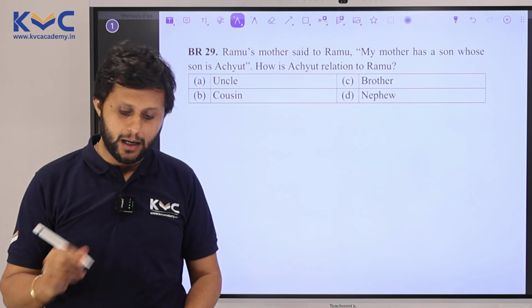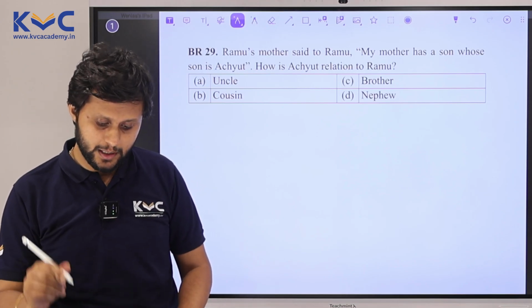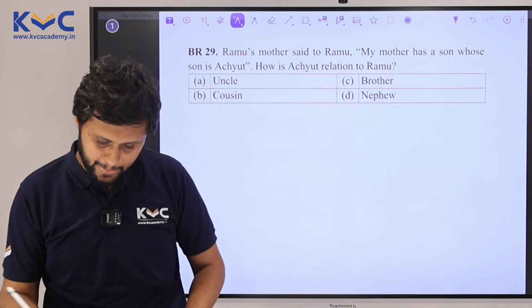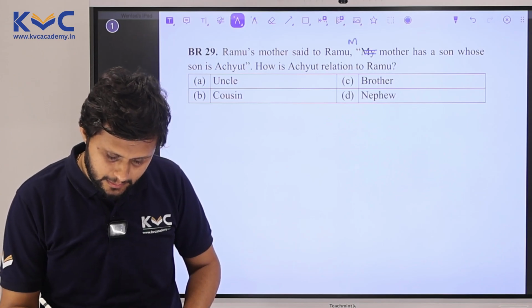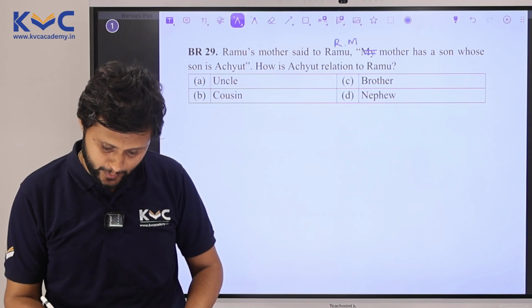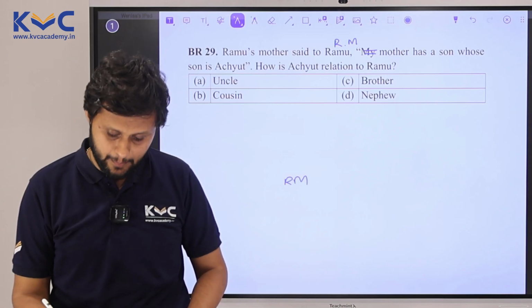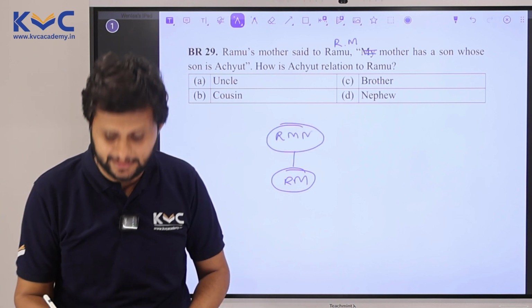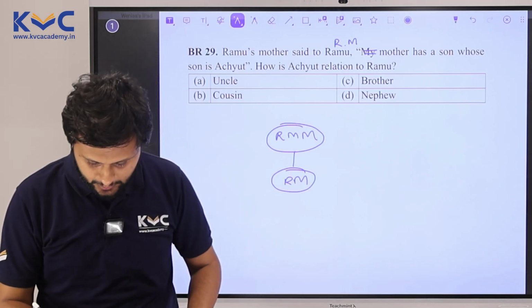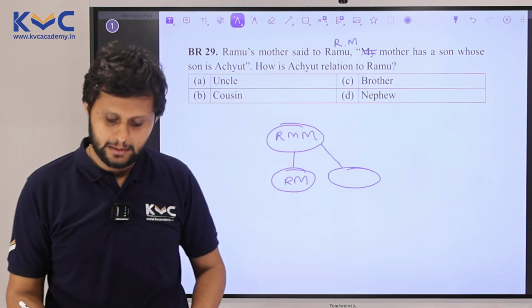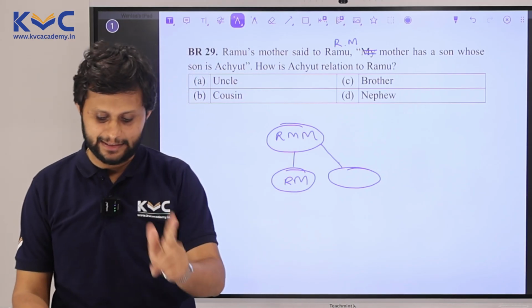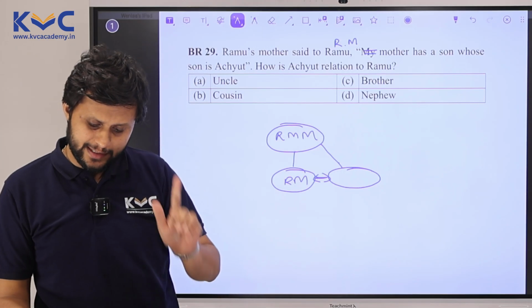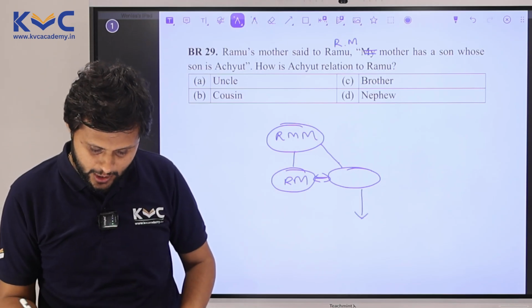29. Ramu's mother said to Ramu, my mother has a son. Who is saying this? Ramu's mother. Fine. So we have Ramu's mother saying, my mother. This is Ramu's mother's mother who has a son. This is Ramu's mother's son, which will also be a sibling, correct. Whose son is Achyut. So Achyut is over here.